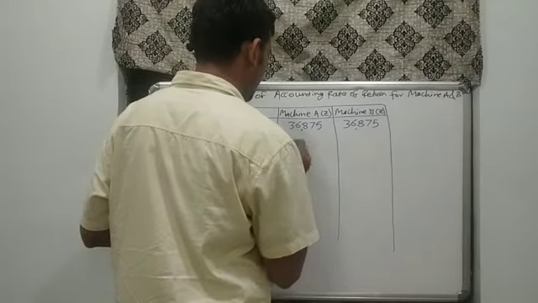Similarly for machine B, it is 7,375 into 100 divided by 28,063. Again the answer is 26.28%. This is for machine A and machine B. Simultaneously we have made the solution.